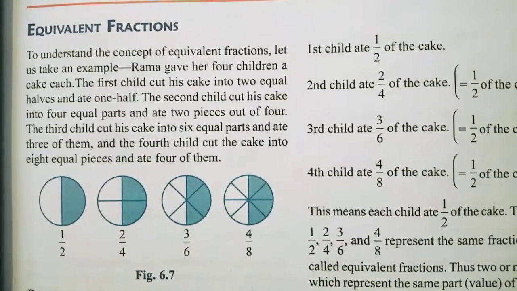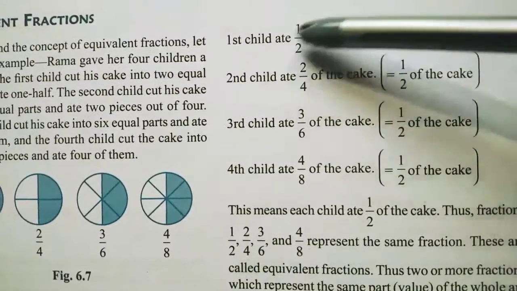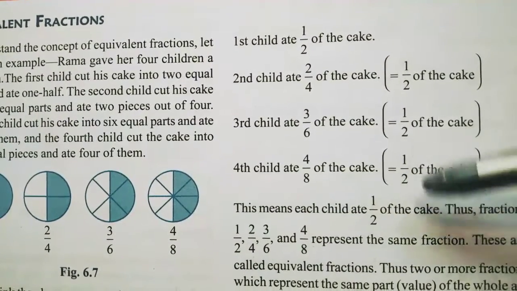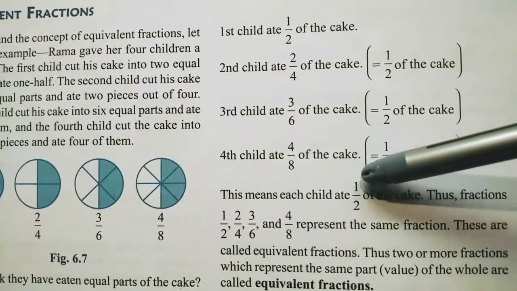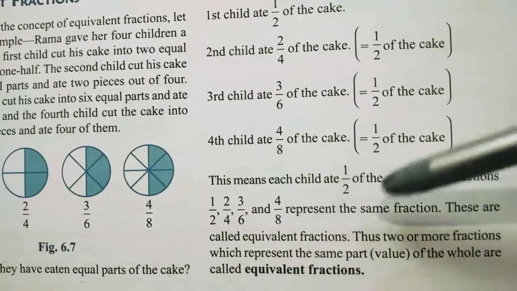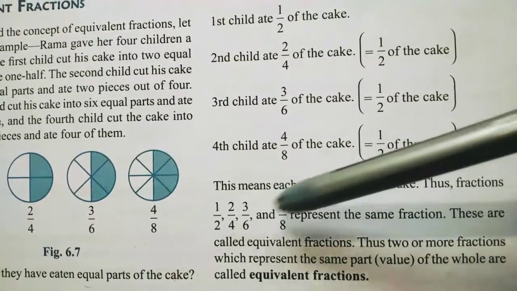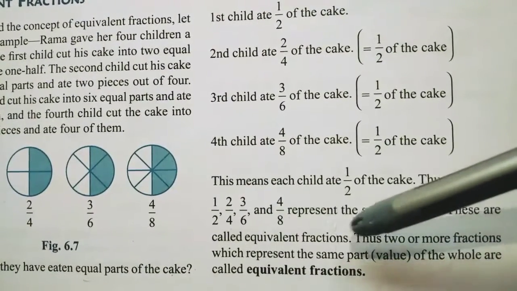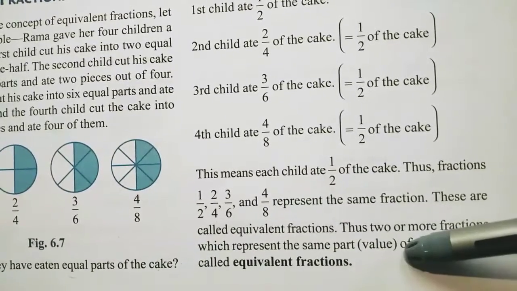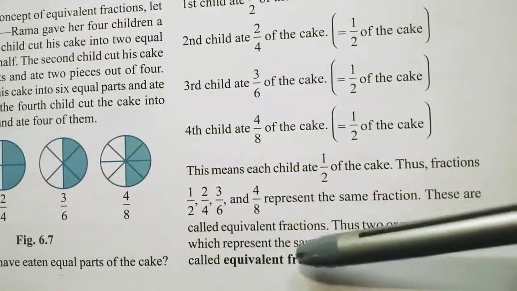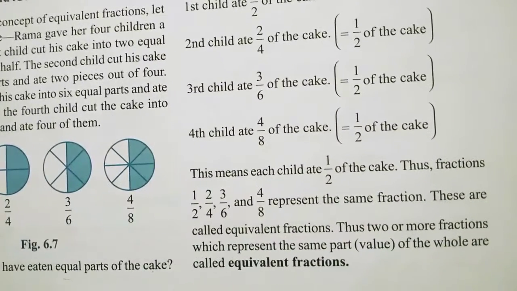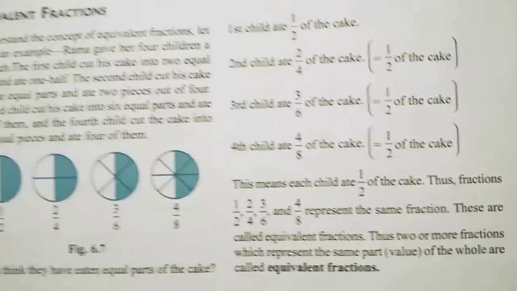Okay, see here. This 2 by 4 can be written as 1 by 2, 3 by 6 can be written as 1 by 2, 4 by 8 can be written as 1 by 2. This means each child has 1 by 2 of the cake. Thus fractions 1 by 2, 2 by 4, 3 by 6, 4 by 8 represent the same fraction. They all have the same answers. These are called equivalent fractions. Understood now? So two or more fractions which represent the same part of the whole are called equivalent fractions. They will have the same answers.